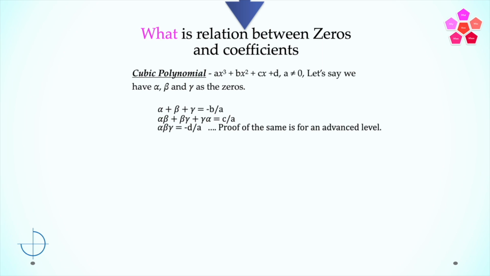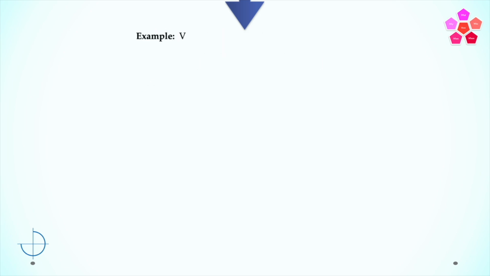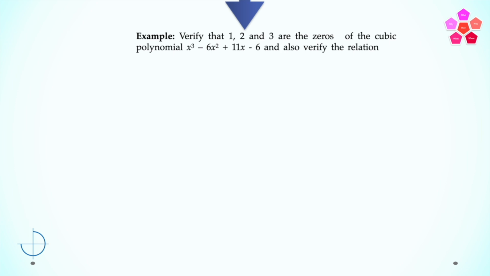You would have to memorize this for now. And generally, this is not asked in the exams. But again, it's good to know. Let's take an example. Verify that 1, 2 and 3 are the zeros of the cubic polynomial x cubed minus 6x squared plus 11x minus 6. And also verify the relationship between the zeros and the coefficients.